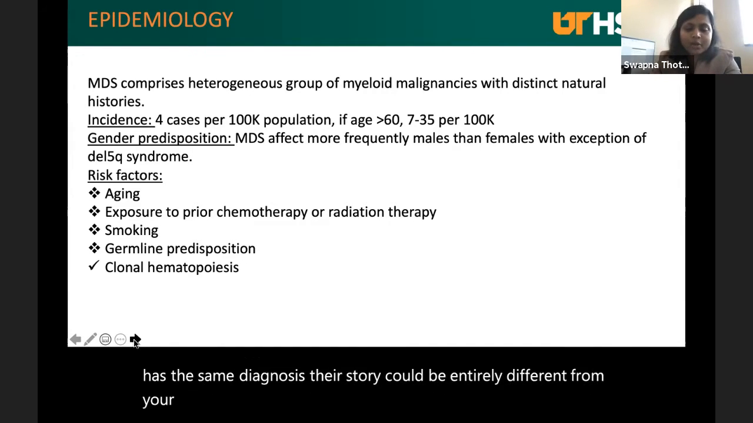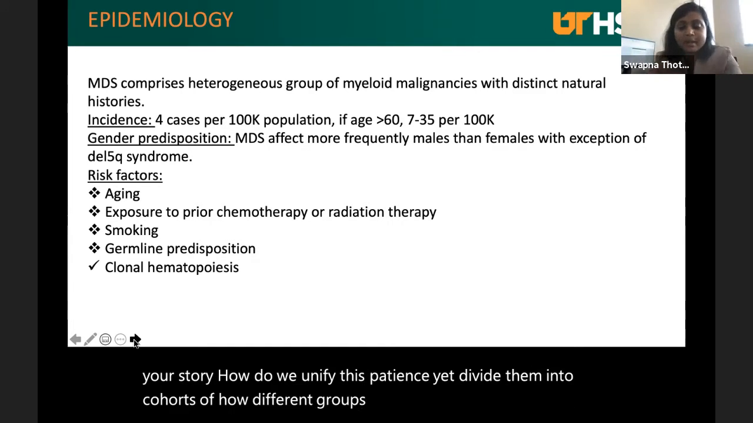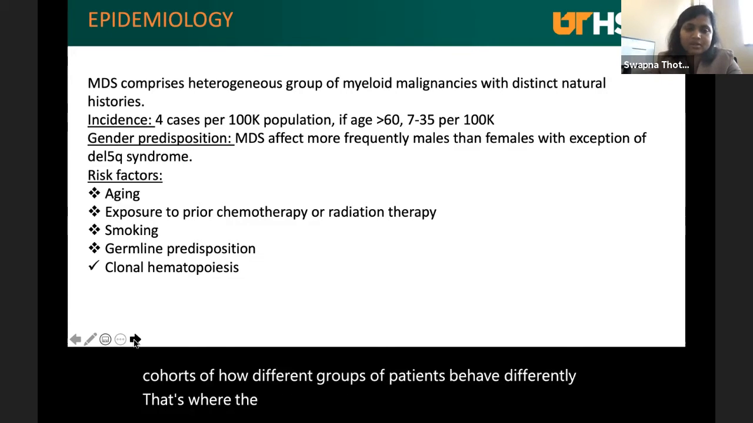How do we unify these patients, yet divide them into cohorts of how different groups of patients behave differently? That's where the prognosis classification comes into play.